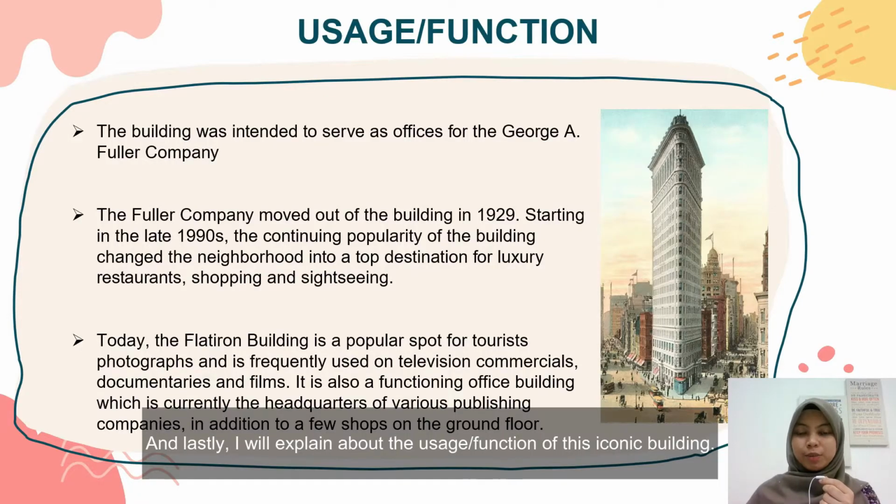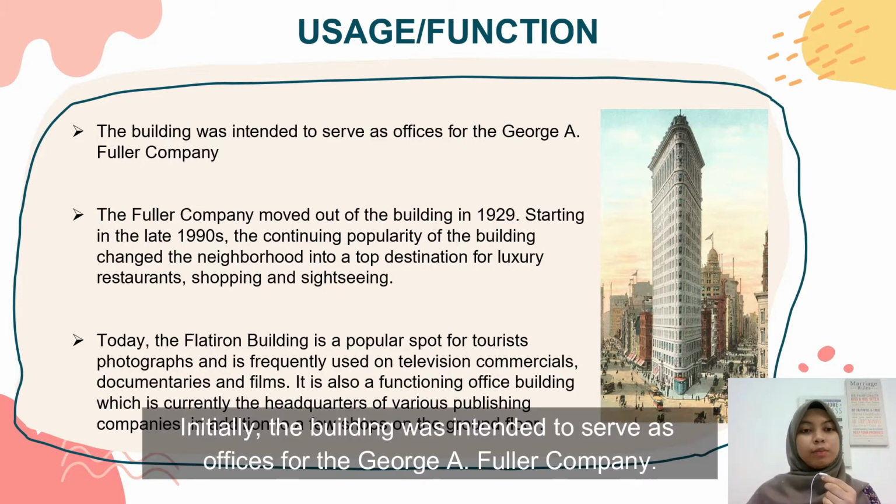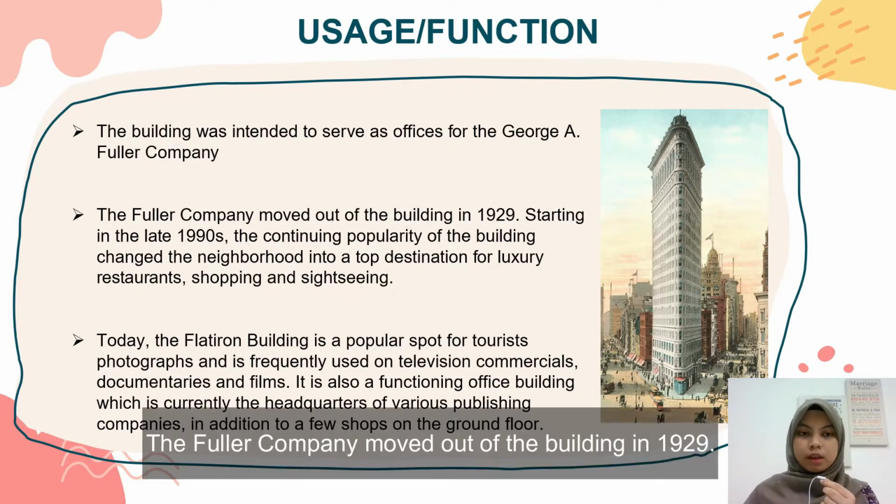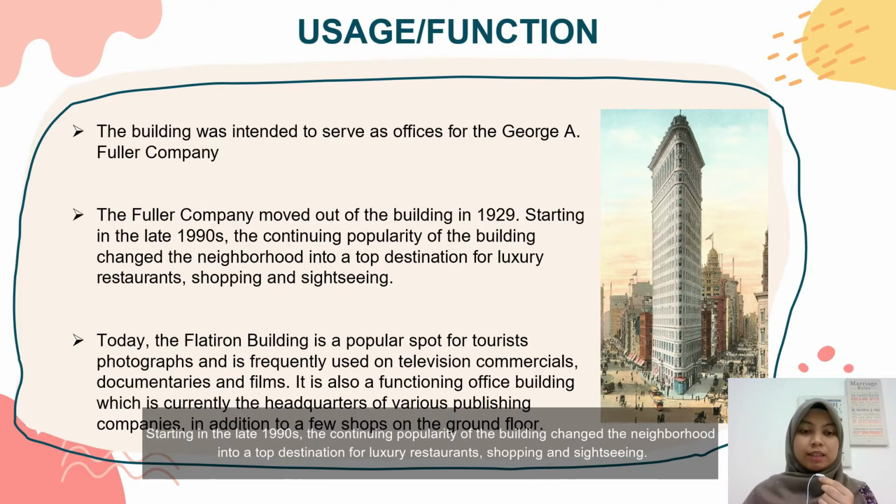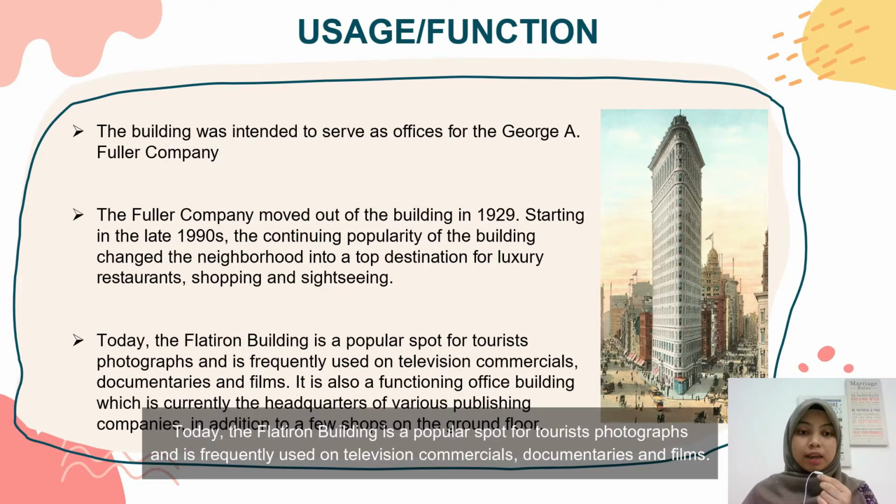And lastly, I will explain about the usage or function of this iconic building. Initially, the building was intended to serve as offices for the George A. Fuller Company. The company moved out of the building in 1929. Starting in the late 1990s, the continuing popularity of the building changed the neighborhood into a top destination for luxury restaurants, shopping, and sightseeing. Today, the Flatiron building is a popular spot for tourist photographs and is frequently used in television commercials, documentaries, and films.